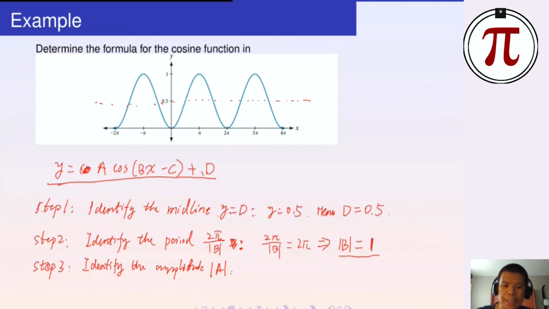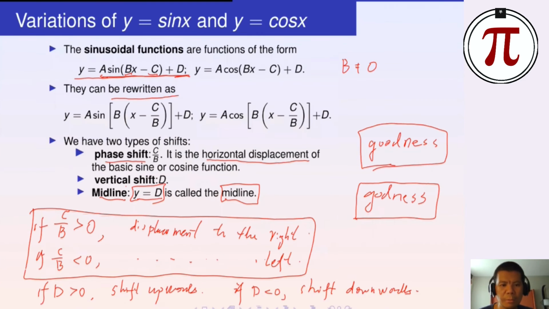The maximum here is 1, and the minimum is this one, so it's 0 to 1, right? So the difference between the maximum and the minimum is 2a. Well, I should have mentioned this. It should be somewhere we did before.